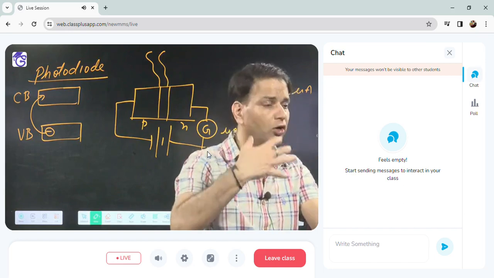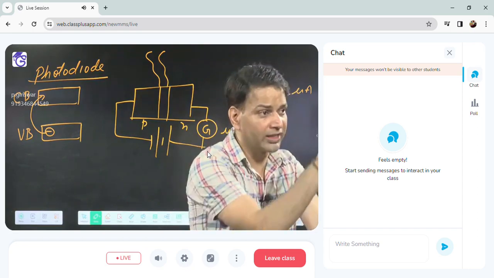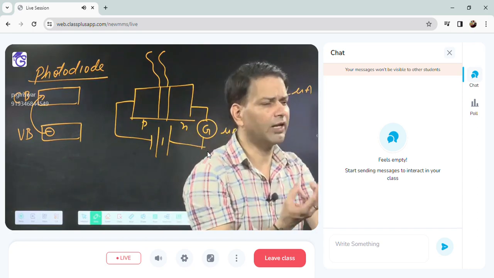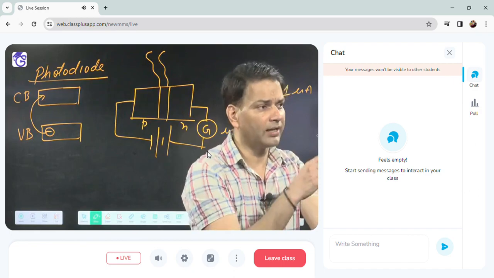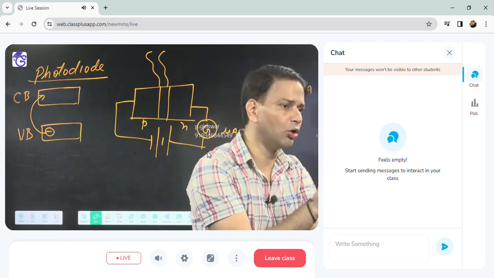And many photons will get absorbed, because only one photon is not there. In a light, so many photons are there. So many photons will get absorbed and more electron and hole pairs will be created.